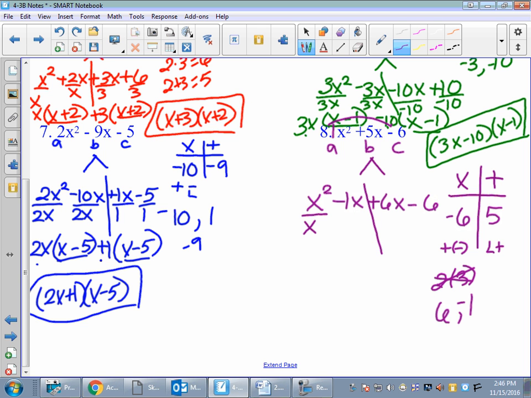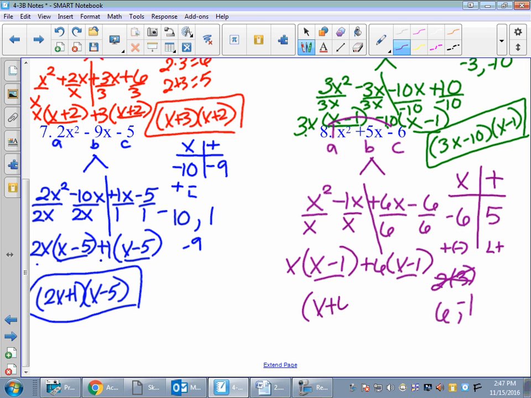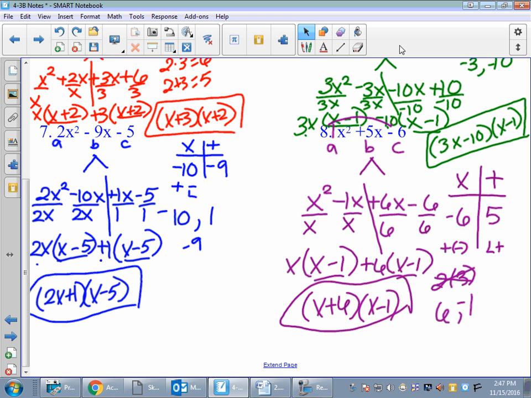I can take an x out of both of these. That leaves me with x times the quantity, x minus 1. I can take a +6 out of both of these. That leaves me with x minus 1, x plus 6, x minus 1. There you go. There you have it.